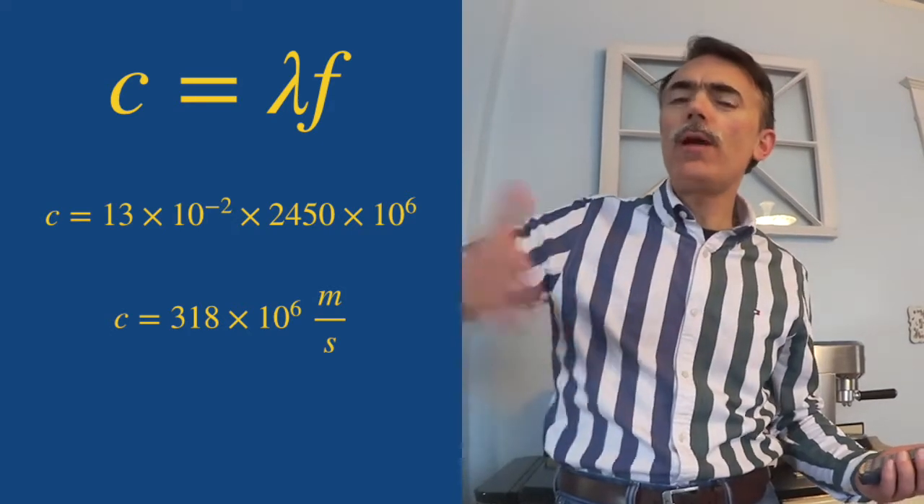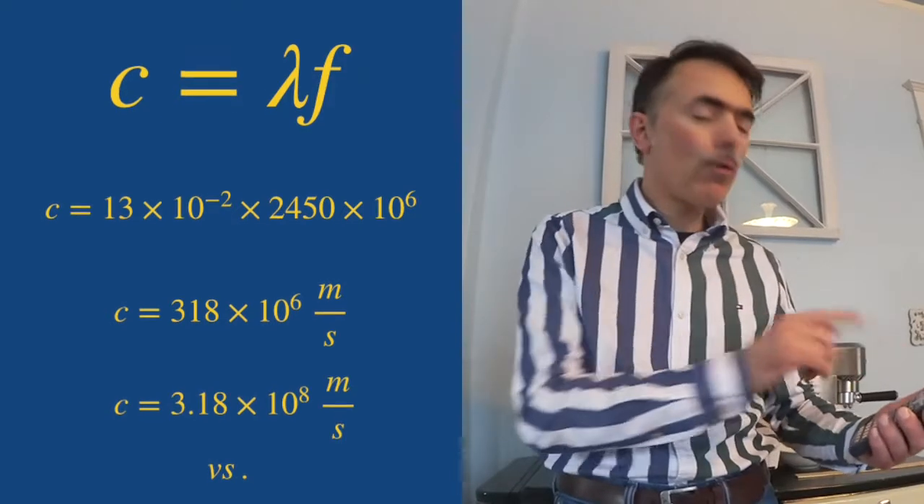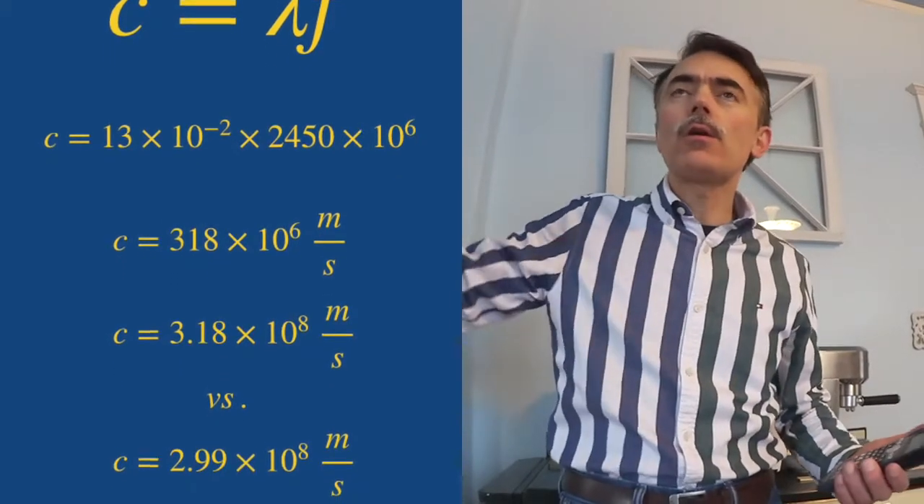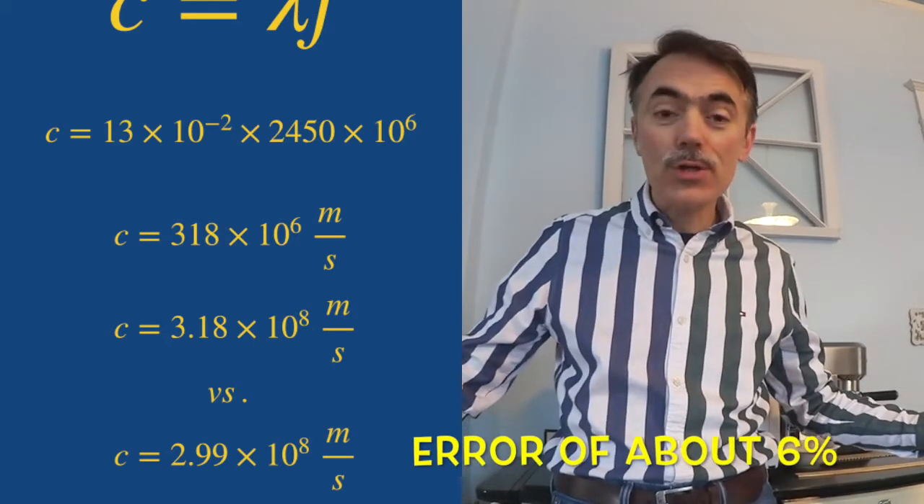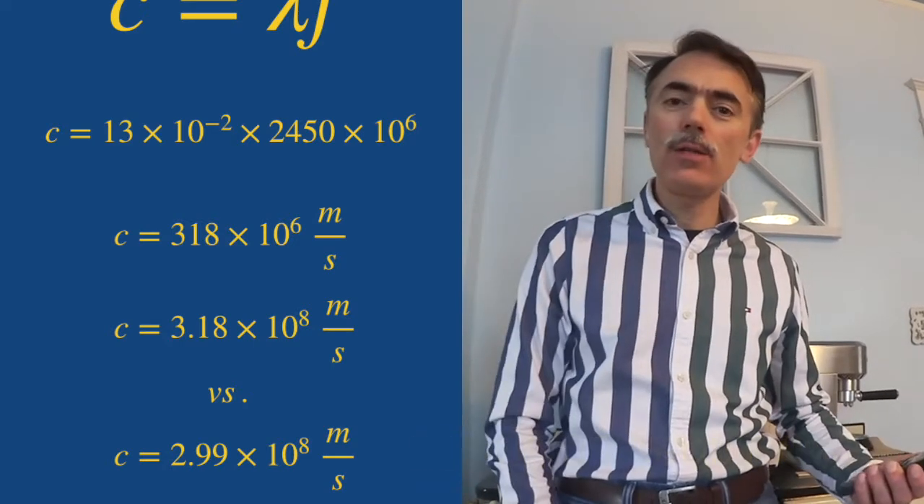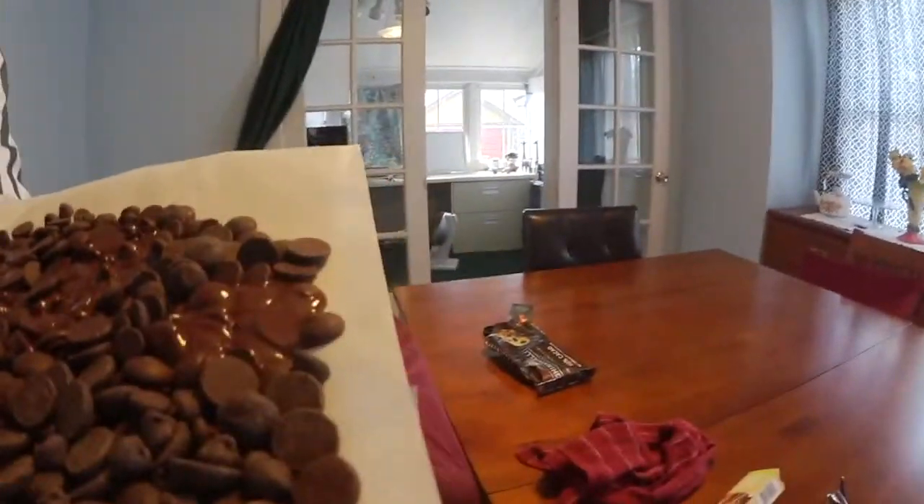It should be 300,000 kilometers per second, and this is 318,000 kilometers per second. So that's an error of less than 6%. So not bad, measuring the speed of light. And now we can eat the result of the experiment. May the science be with you.